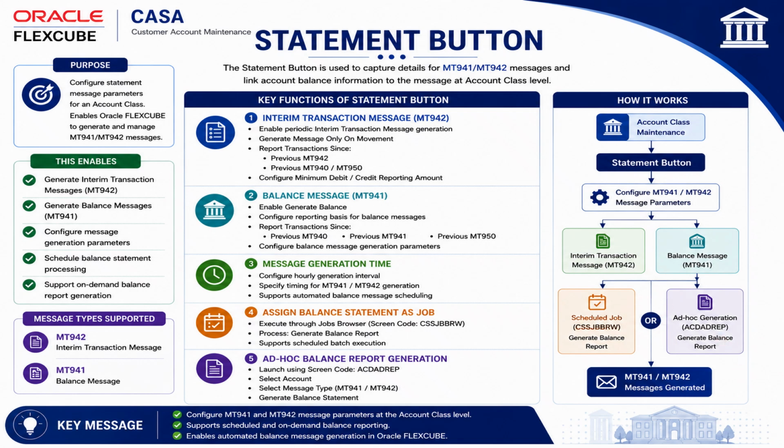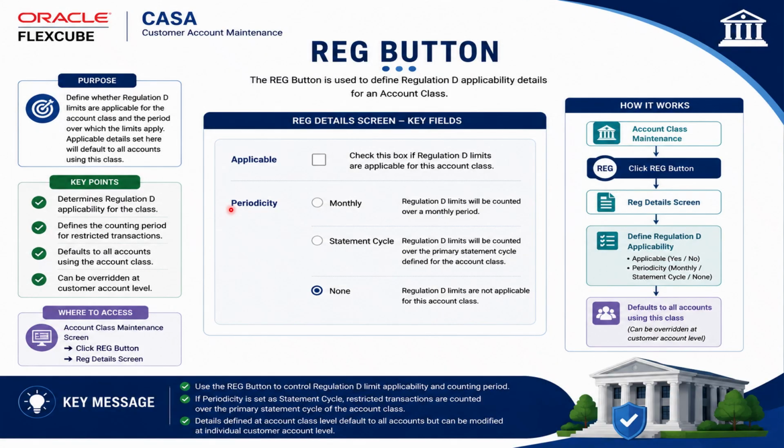The REG button is used to maintain regulatory information for an account class. Here, banks can define whether Regulation D is applicable and specify the applicable periodicity, such as monthly or statement cycle. These regulatory settings are inherited by customer accounts while still allowing modifications at the account level if required.